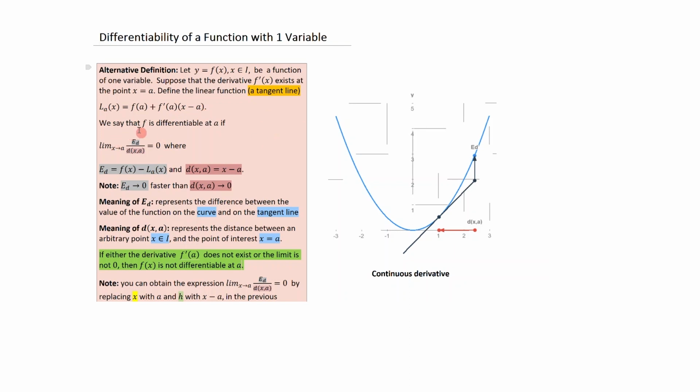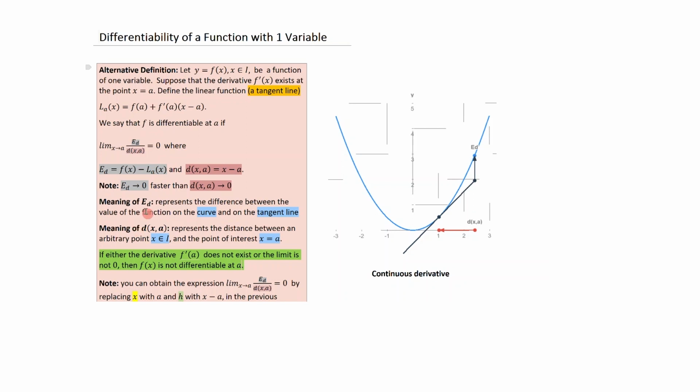All right, we say that f is differentiable at a if the limit as x approaches a of E_d over dx_a equals 0, and the definitions of these two entities are shown here. E_d is just the difference between the function and the tangent line, in other words, an approximation at a given point on the curve. So the difference between these two is E_d, and dx_a is just the difference between x and a. For this to be equal to 0 would mean that E_d approaches 0 faster than dx_a, that is x minus a, approaches 0.